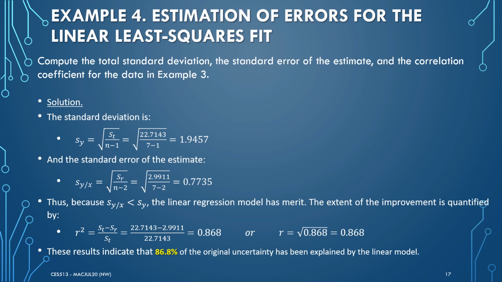And then second, we calculate the standard error of the estimate by using the equation Sy/x equal to the square root of Sr over n minus 2. Thus, because Sy/x is less than Sy, the linear regression model has merit. The extent of the improvement is quantified by the coefficient of determination r squared, or the correlation coefficient r. So this result indicates that 86.8% of the original uncertainty has been explained by the linear model.